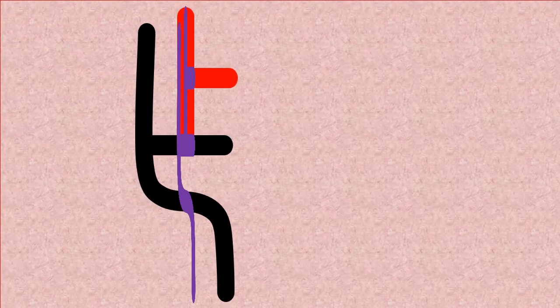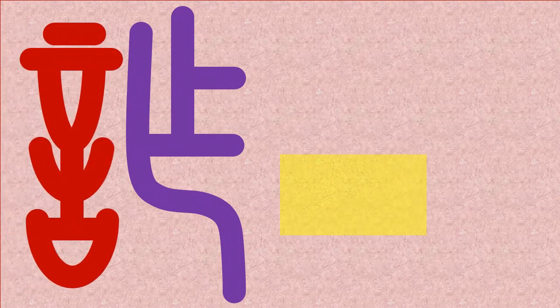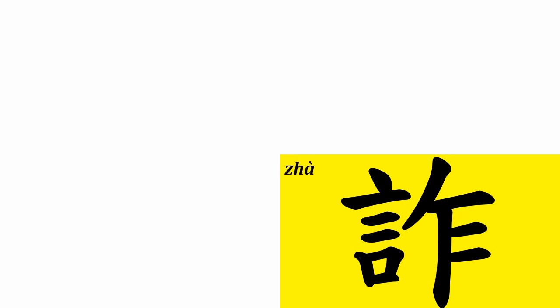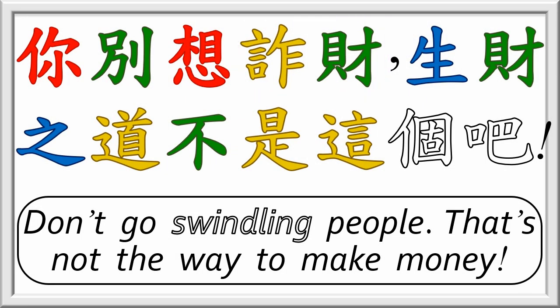The second character in this lesson takes 乍 as phonetic and pairs it with the speech radical 言. Together they imply deceptive speaking, cheating or fraud. Literally, speech which at the moment sounds true but is later discovered to be false. It's also pronounced fourth tone, 诈. 诈财 means to swindle, cheat someone out of their money. 你别想诈财，生财之道不是这个吧? Don't go swindling people. That's not the way to make money.